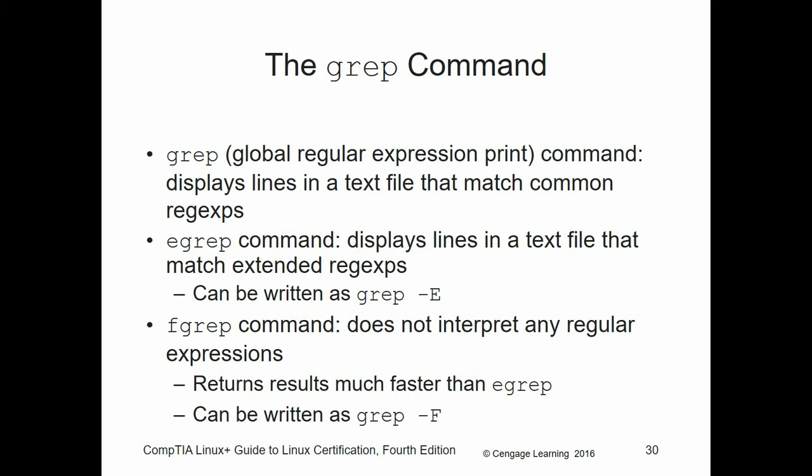The grep command, which is the global regular expression print command, displays lines in a text file that match common regular expressions. The egrep command displays lines in a text file that match extended regular expressions, and can be written as grep -e. Then we can use fgrep, which does not interpret any regular expression and returns results much faster than grep, and can be written as grep -f.